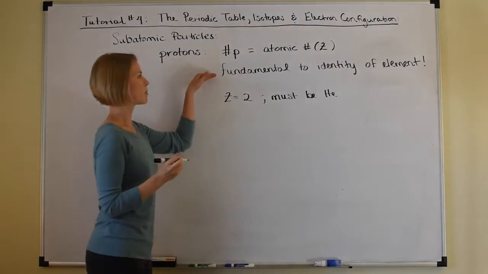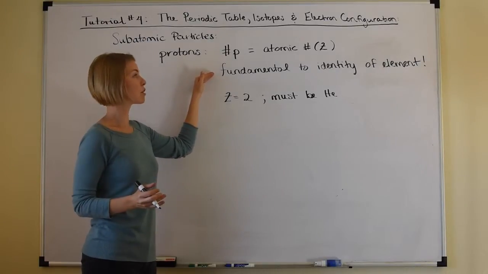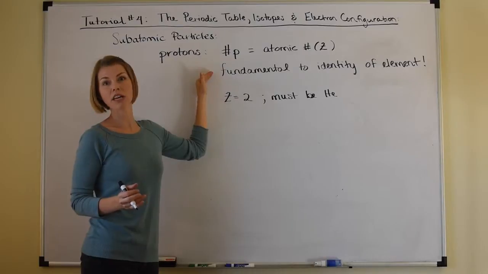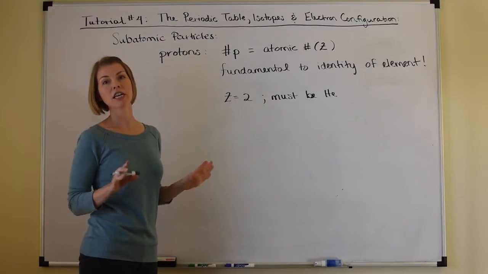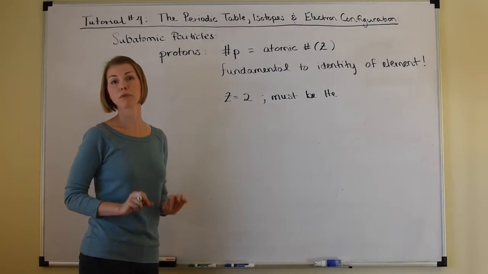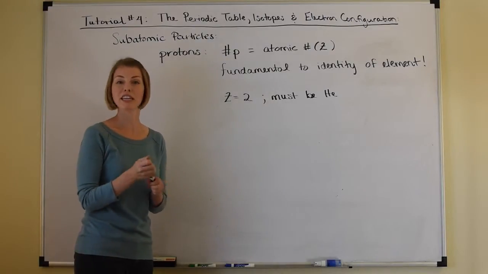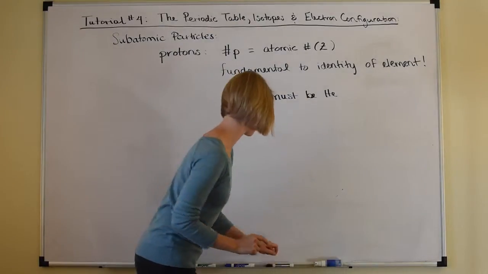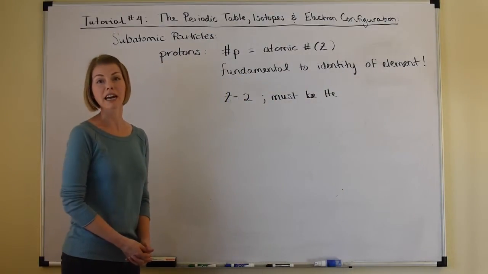Okay, and that's what I mean when I say that the number of protons, or the atomic number, is fundamental to the identity of an element. Okay, 2 different elements cannot share the same atomic number. That is, they cannot have the same number of protons in their nucleus. They would have to be identical to have the same number of protons in the nucleus. They can't be different. All right, let's go ahead and go on to electrons next.